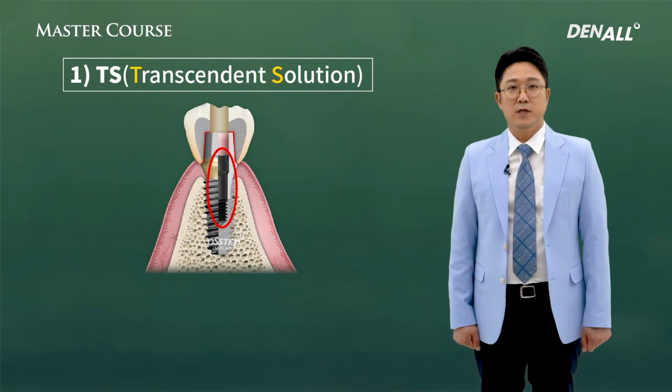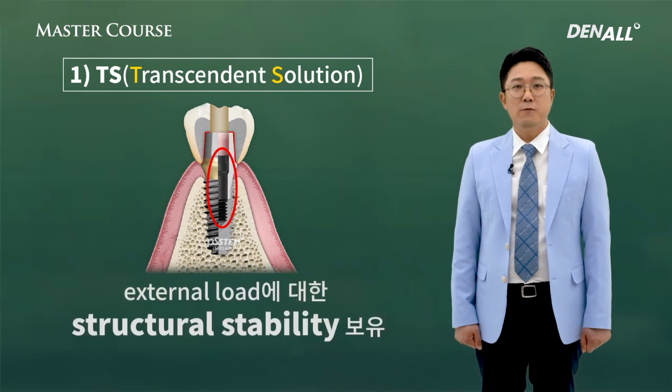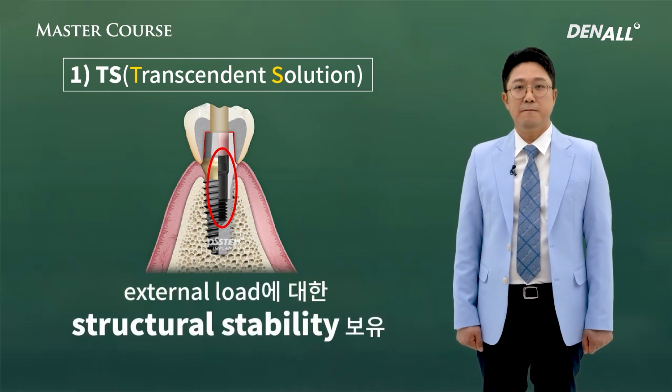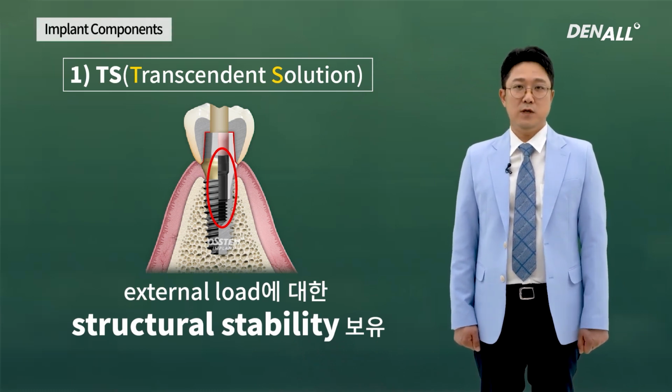It is easy to suture soft tissue. Implant is positioned within bone, and the connection with the superstructure is within the fixture, so even if load is applied externally, there is less possibility of screw loosening or abutment's micro-movement. It is structurally stable.